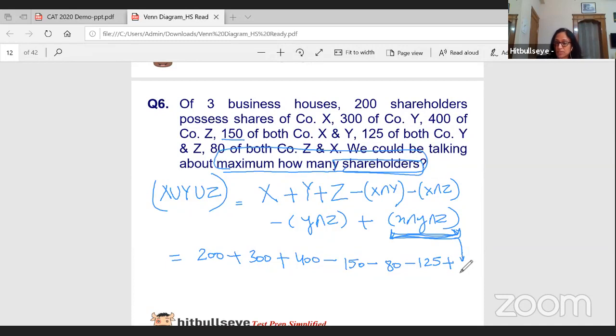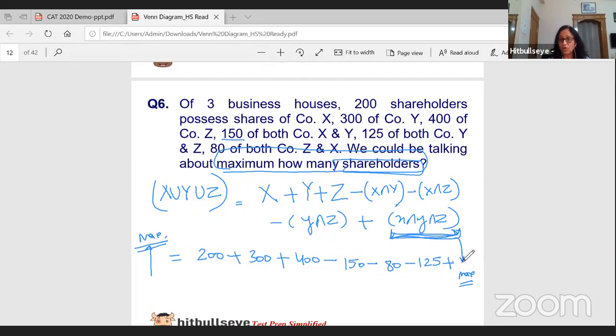Obviously, this value is to be added here. If this value is coming at its maxima, automatically this will also be at its maxima, right? Because this answer is getting obtained by adding this unknown here, right? Are you all clear with this answer?